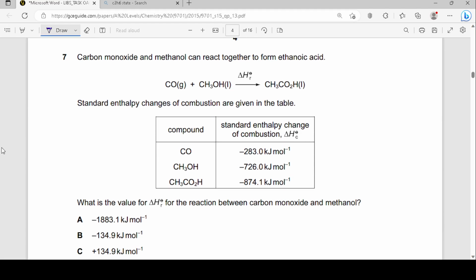Okay. Question number 7. Carbon monoxide and methanol can react together to form ethanoic acid. Standard enthalpy changes of combustion are given in the table.